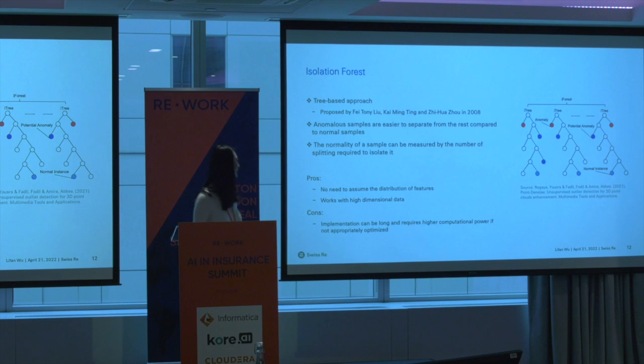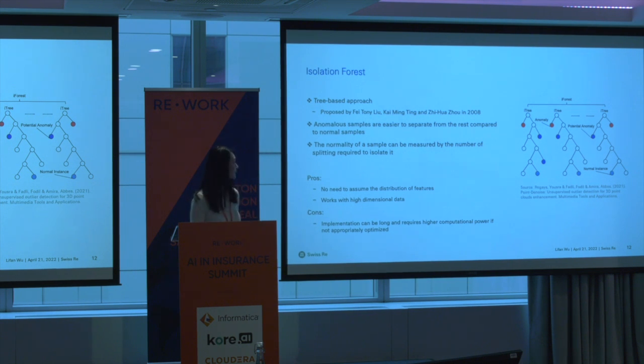So the next method I'm going to talk about is the isolation forest. It is a tree-based approach proposed in 2008. And maybe it is one of the most popular methods in anomaly detection now. It's based on the idea that anomalies are the points that, first, have values far from the others, and second, have very few presence. And therefore, they are easier to separate from other points.